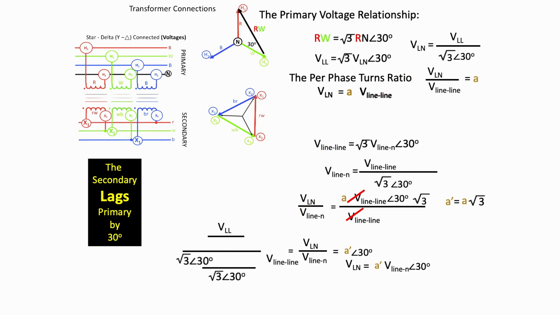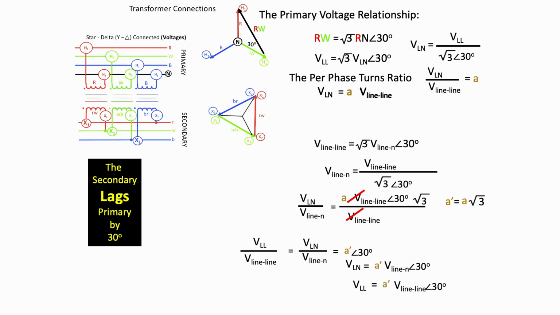And I'm just going to make that fraction simpler by moving the denominators around, and I'm left with this equation, which has a common element in both the numerator and denominator now, which we can cancel out, and that leaves us with the primary line-to-line voltage over the secondary line-to-line voltage is equal to the voltage line to neutral primary all over the voltage line to neutral secondary, and both of those are equal to A primed at 30 degrees.